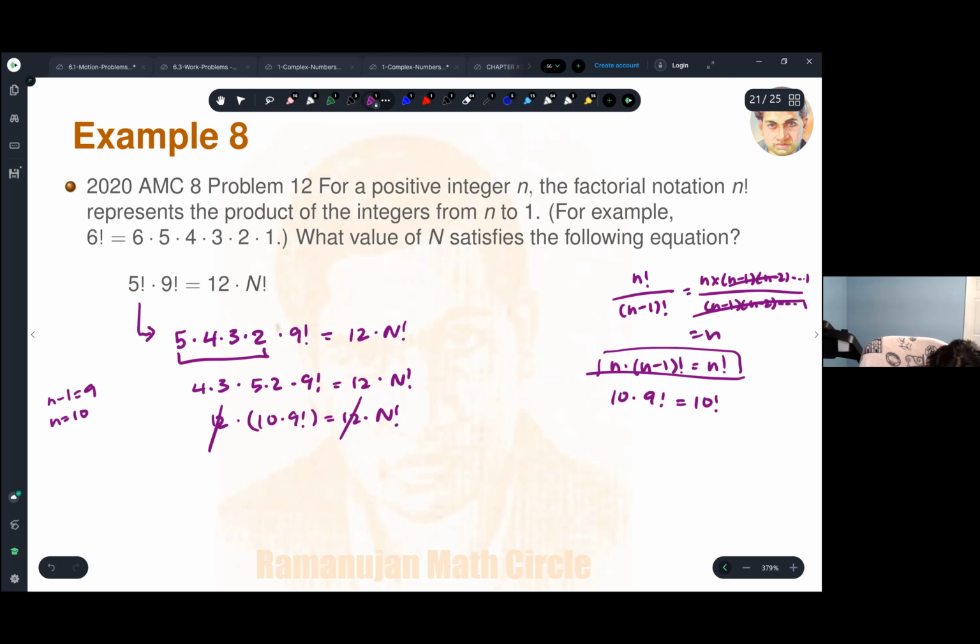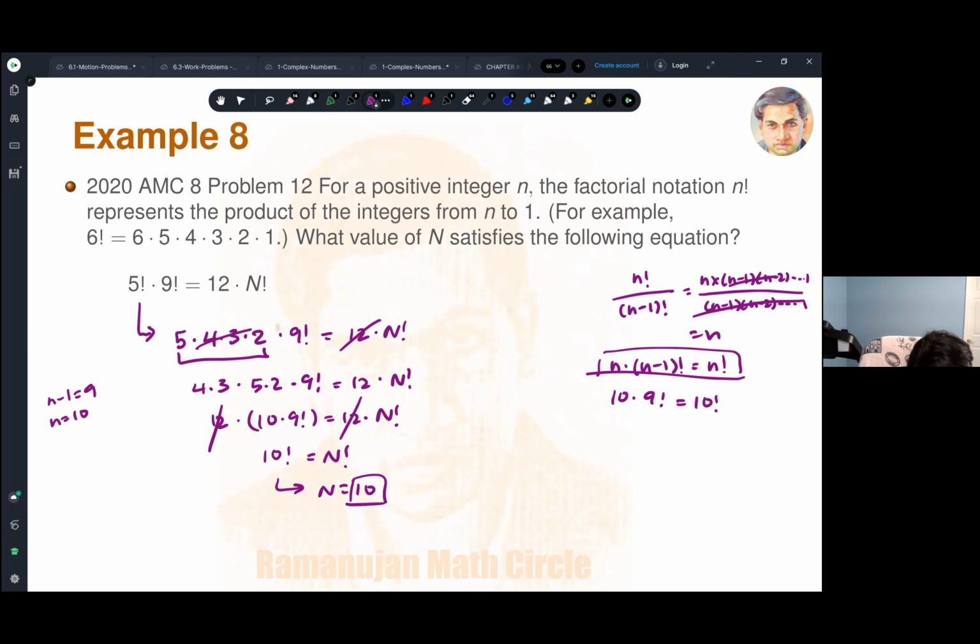So you can cancel these out, right? And that's really easy and nice. That's the other thing you could do, just cancel it out from the very beginning. So you recognize this, and then you get 10 factorial is equal to n factorial. And as a result, n is equal to 10. So that was relatively straightforward.